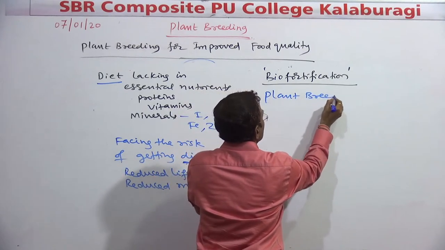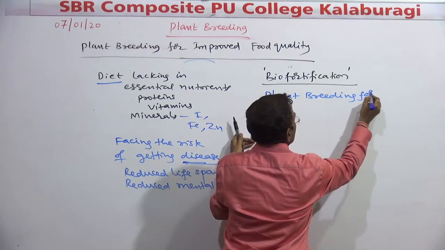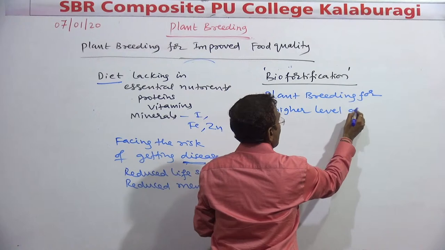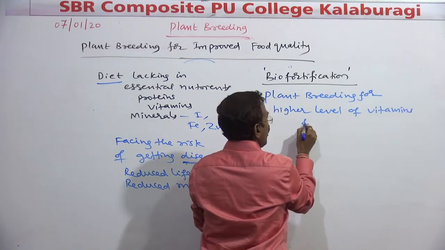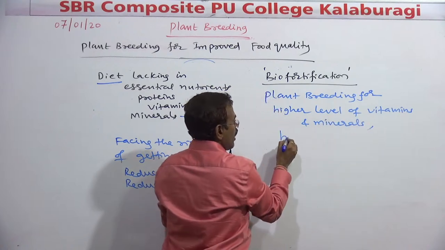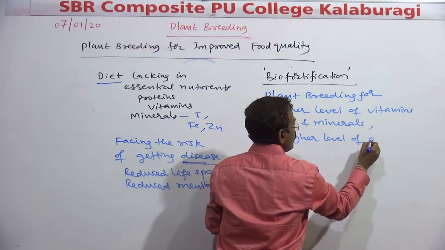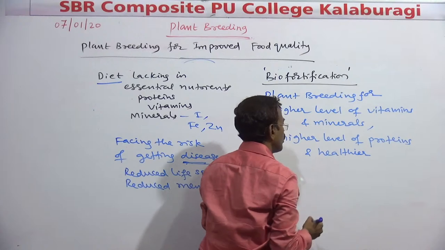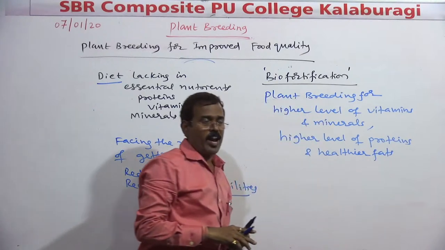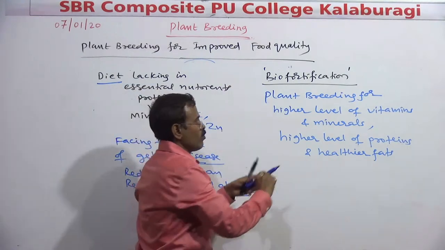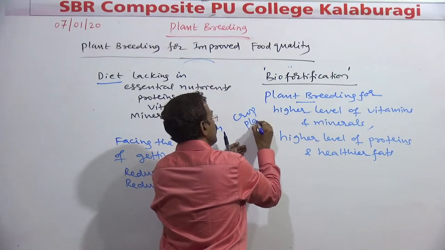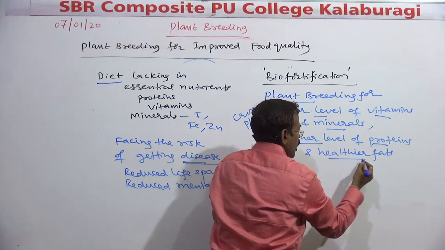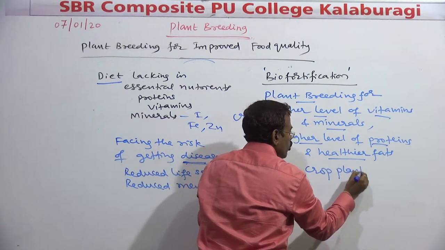Plant breeding of crop plants for a higher level of vitamins and minerals, a higher level of proteins, and healthier fat is known as biofortification. That is, plant breeding to produce higher levels of vitamins and minerals, higher levels of proteins, and healthier fats in the crop plants which we consume.